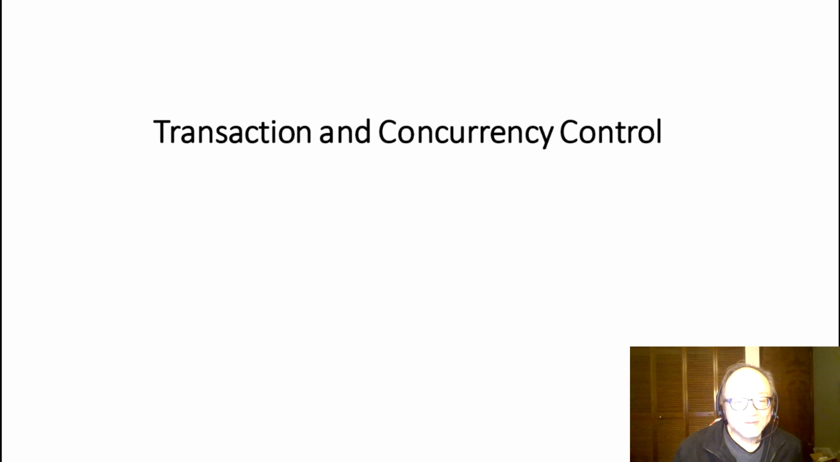We're going to talk about transaction and concurrency control. We use a transaction to guarantee the data integrity when the database data is modified. We use concurrency control to maintain the data consistency and data integrity in a multi-user database environment while multiple users are using the database data simultaneously.